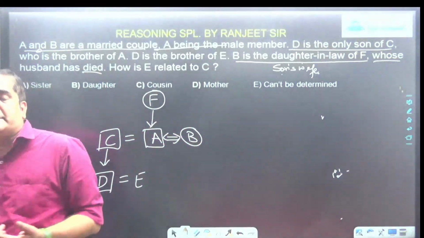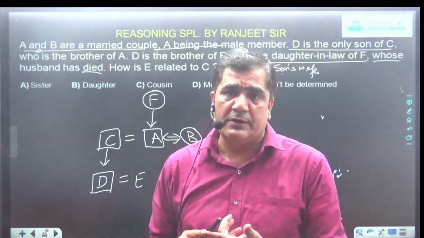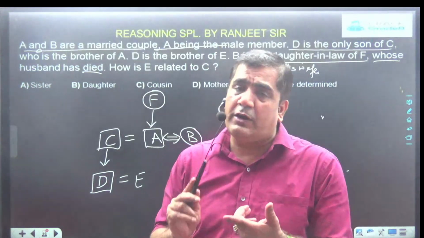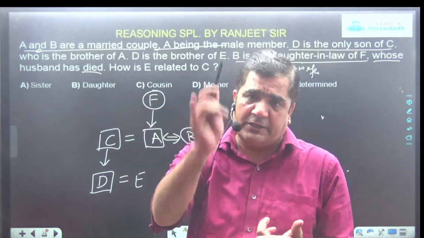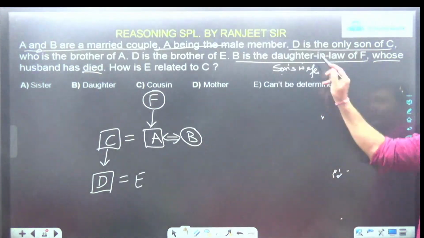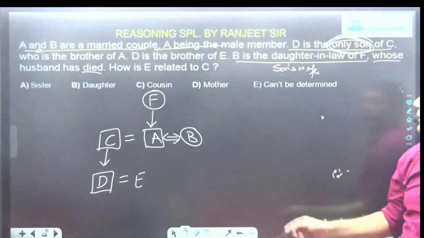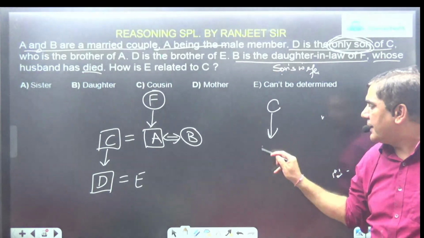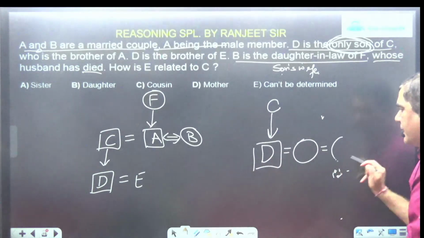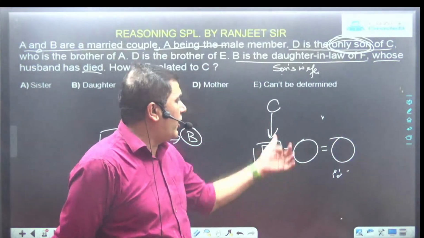So my dear, always remember one word, only. Only, the most dangerous word. Now here you just see. They have written one statement that D is the only son of C. It means C will have only one son as D, and the rest all will be daughters. Understood or not understood?